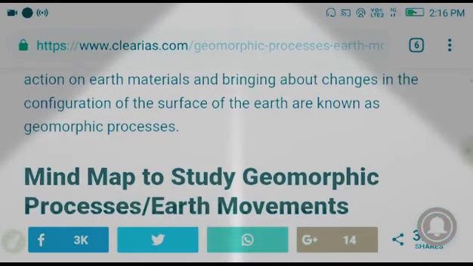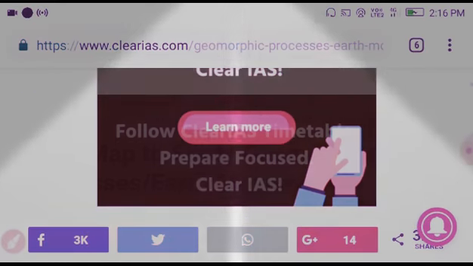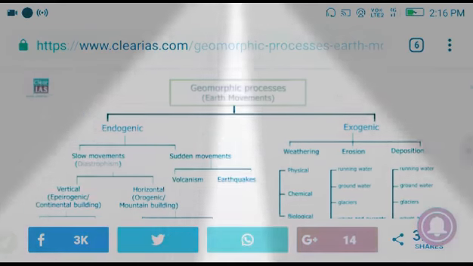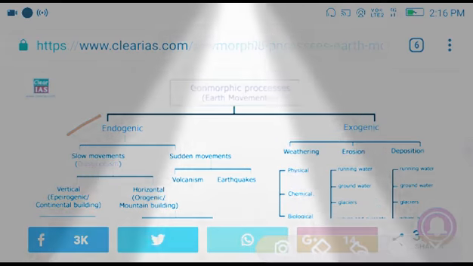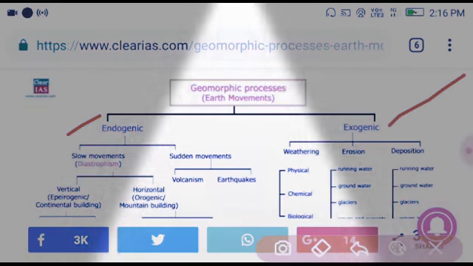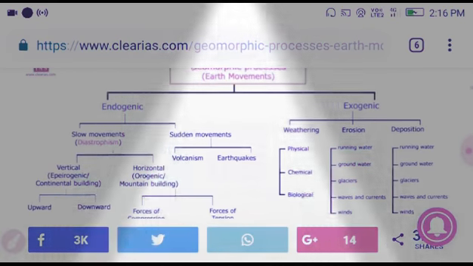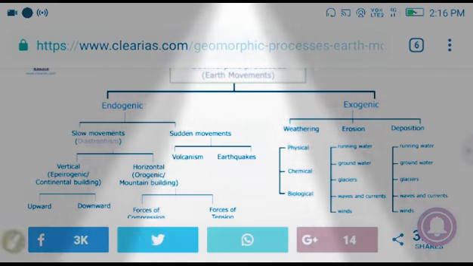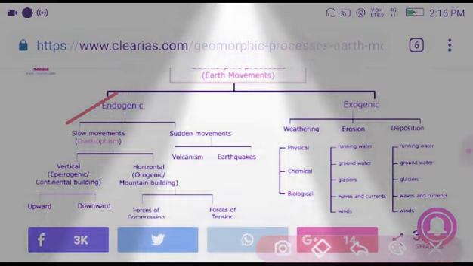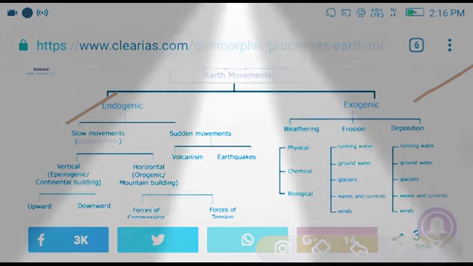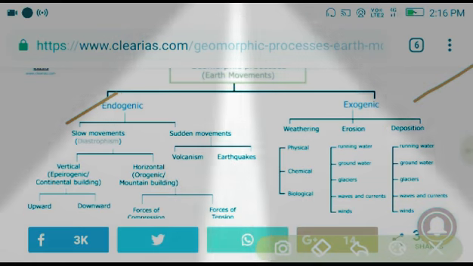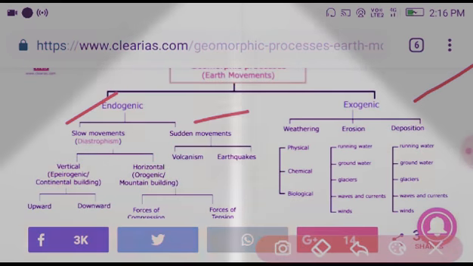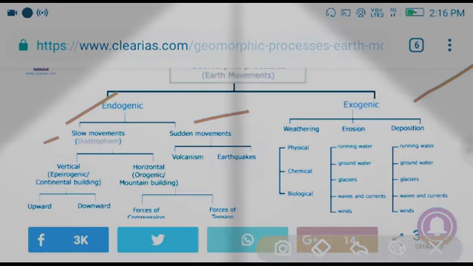So now we discuss the mind map. Geomorphic process of earth movements. Please remember, it is mainly endogenic and exogenic. Now endogenic you can divide into slow movements and sudden movements. Endogenic mainly has slow movements, diastrophism, and sudden movement.